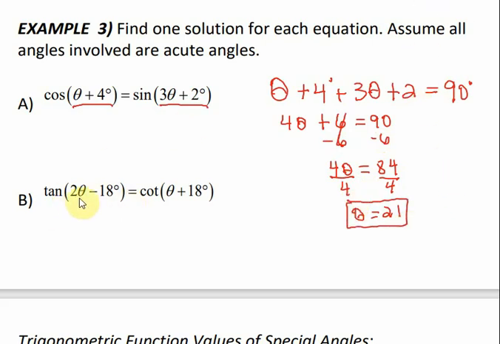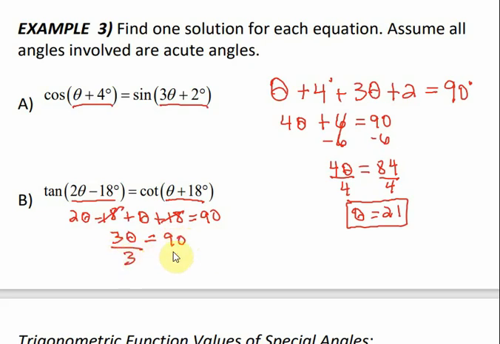Okay, for the next one, tangent and cotangent, same thing. We know that they're cofunctions of one another, so all we do is we take their angles in here and add them together and set them equal to 90 degrees. Plus theta plus 18 equals 90. Okay, so if we combine like terms, 2 theta plus 1 theta is 3 theta. Negative 18 and positive 18 cancel out. This equals 90. Divide by 3. And theta equals 30 degrees.